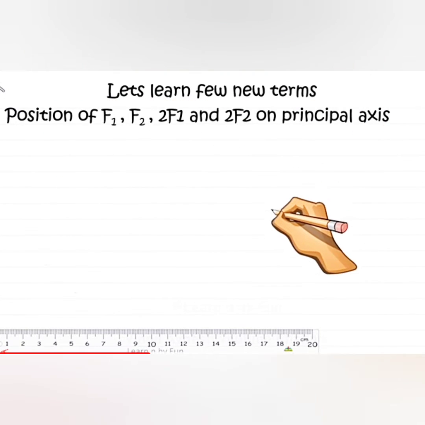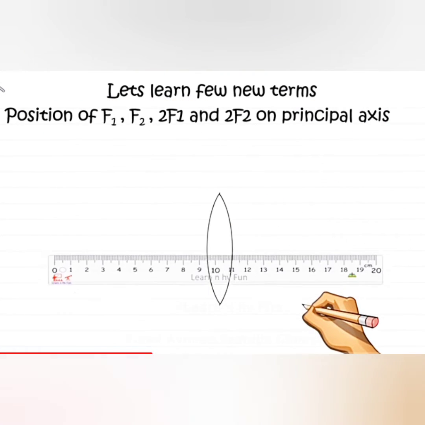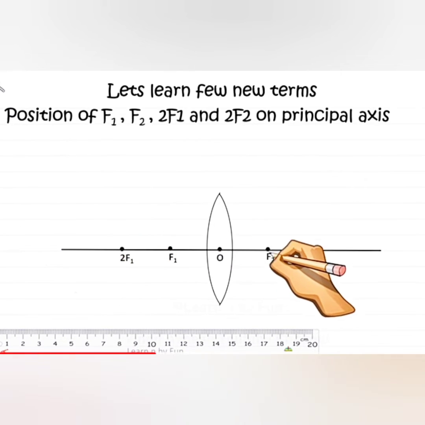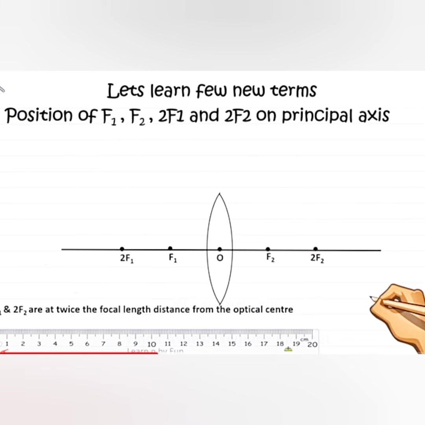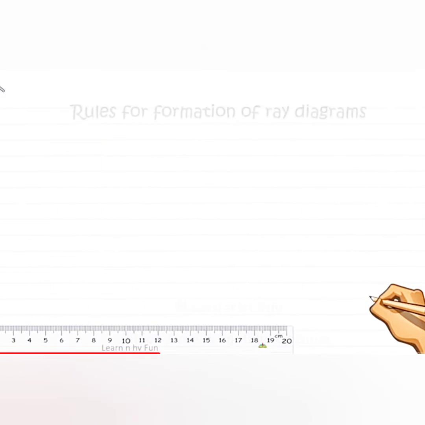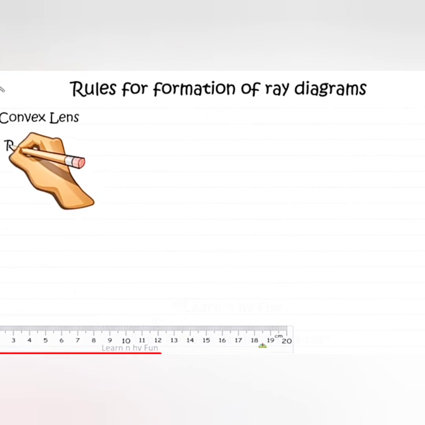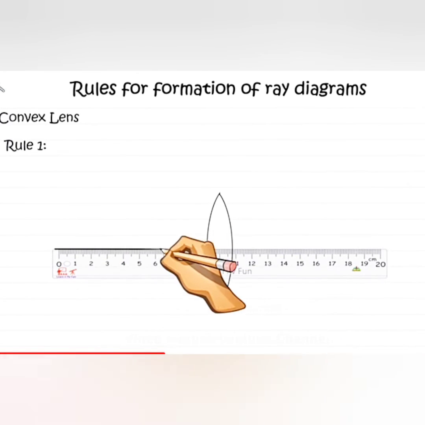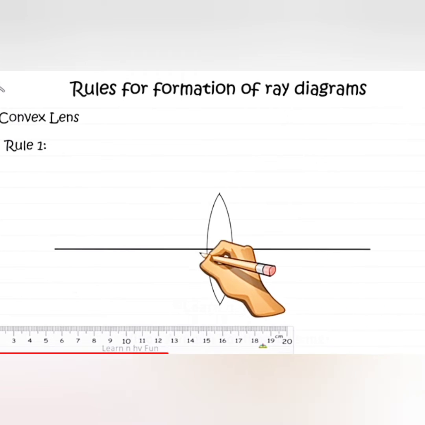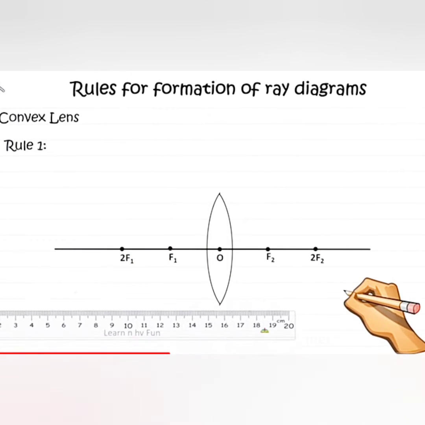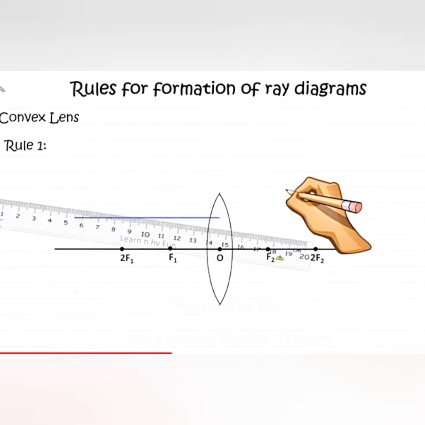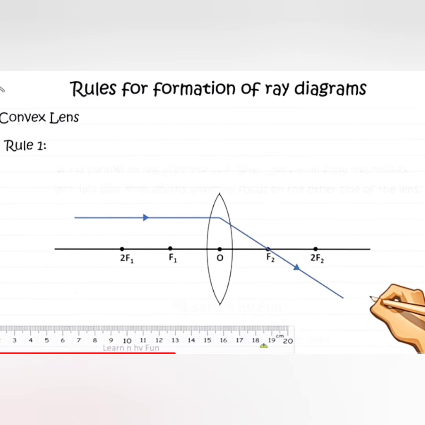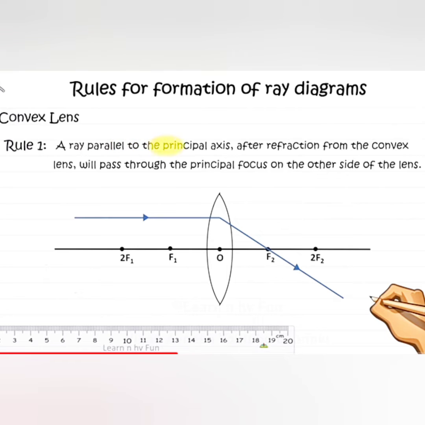Now we are watching some positions for a ray diagram: F1, F2, 2F1 and 2F2 on the principal axis. By using these positions, we have to draw some ray diagrams. That is why we have to abide by some rules. Here, rule number 1 in a convex lens. A ray parallel to the principal axis, after refraction from the convex lens, will pass through the principal focus on the other side of the lens.